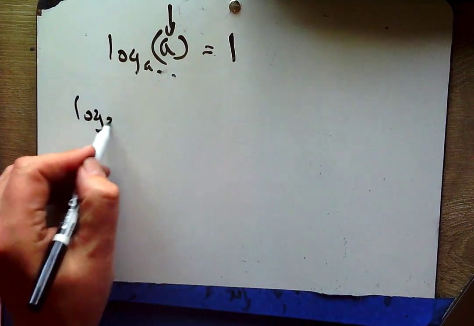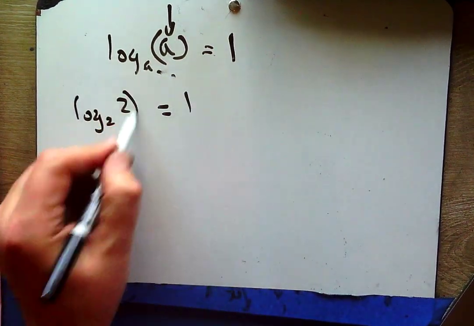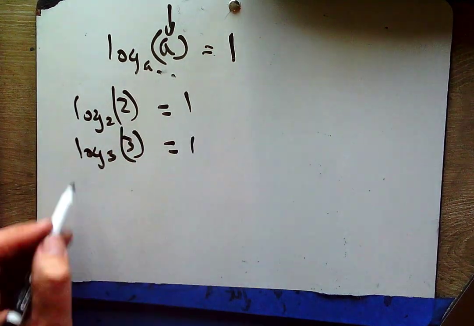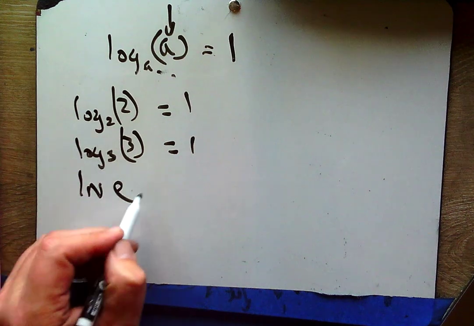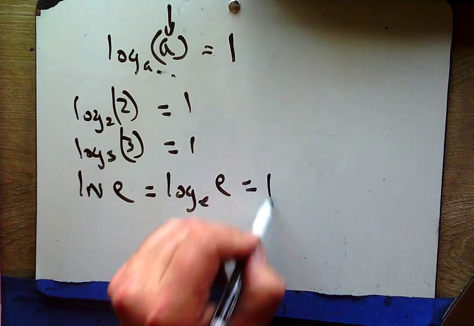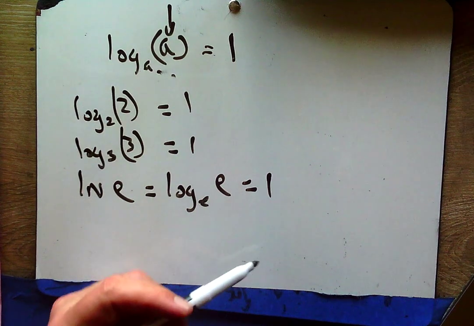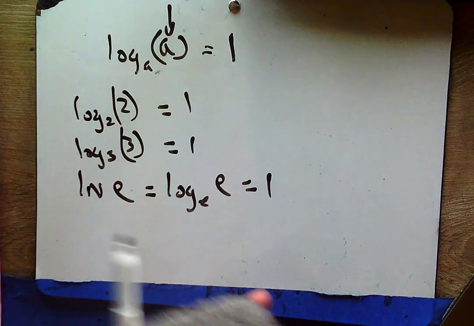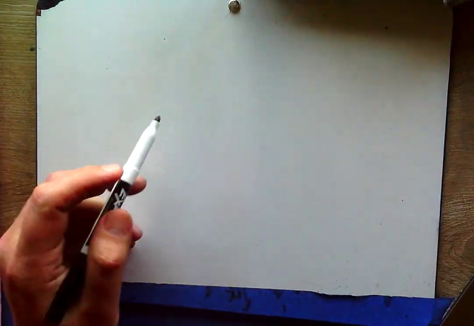So if I see log base 2 of 2, well, that's going to be 1. And log base 3 of 3, that's going to be 1. And ln of e, because that's the same as log base e of e, that's going to be 1. Okay, so please make sure you know and understand this. We've certainly seen it on our graphs. We can form it by rewriting as an exponential.